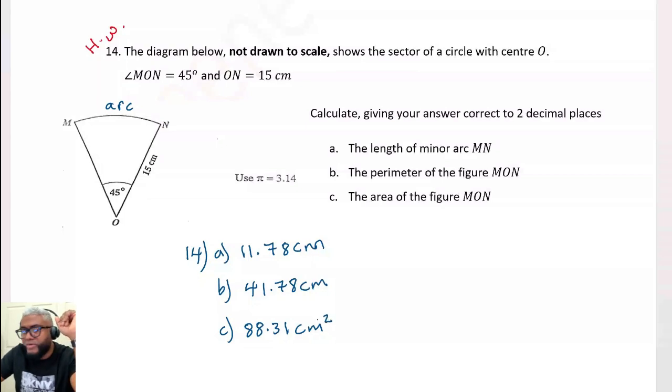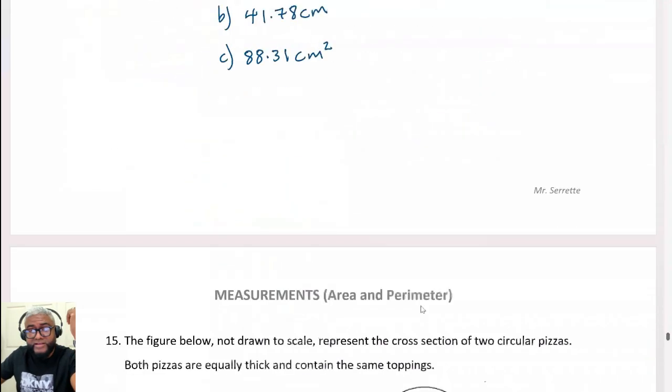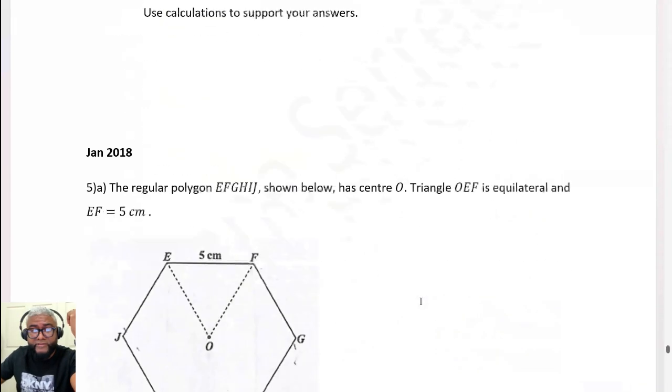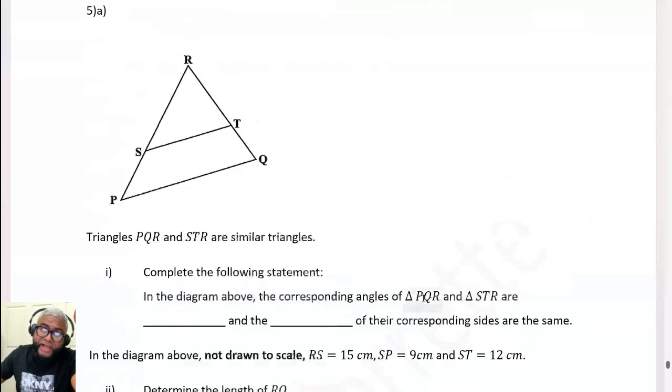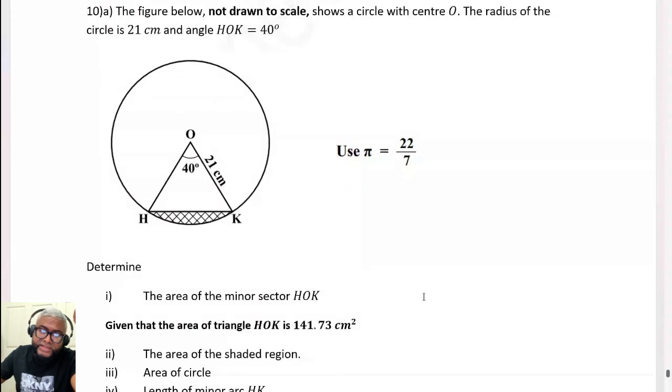How many people got 88.31 centimeters squared? Yes, sir. Right. So that question is done. Those who did not get it, go over it, do your workings, and if you're still having problems, you can message me and we'll figure it out, right? But we need to keep it moving right now. This one here too, right? Area of the minor sector.